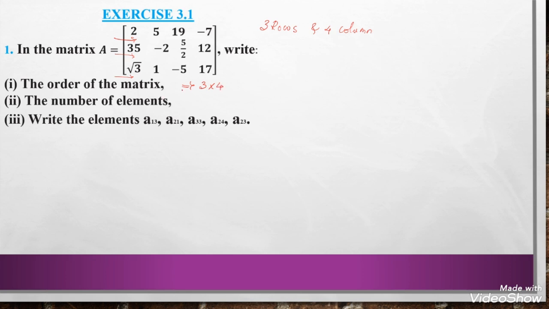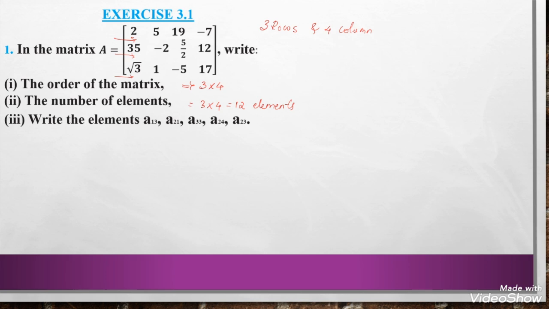Then after getting the order, how many elements are there? There are 3 rows and 4 columns, so 3 into 4. In total, there are 12 elements. We calculate the number of elements as the product of rows and columns. Here there is a third question.